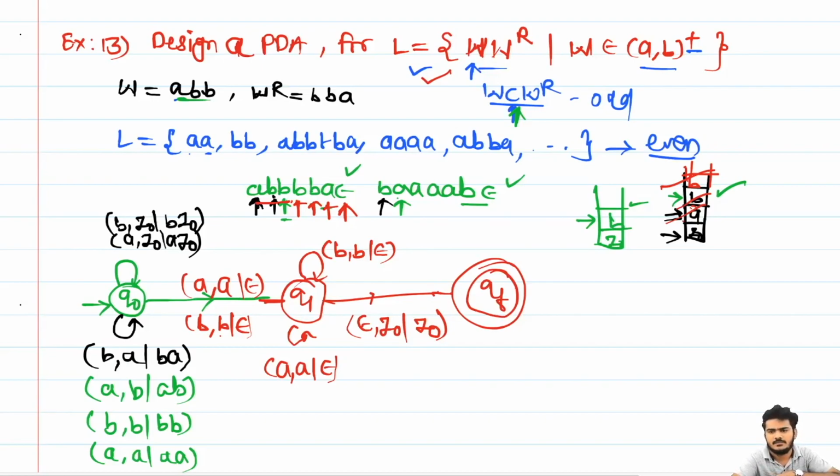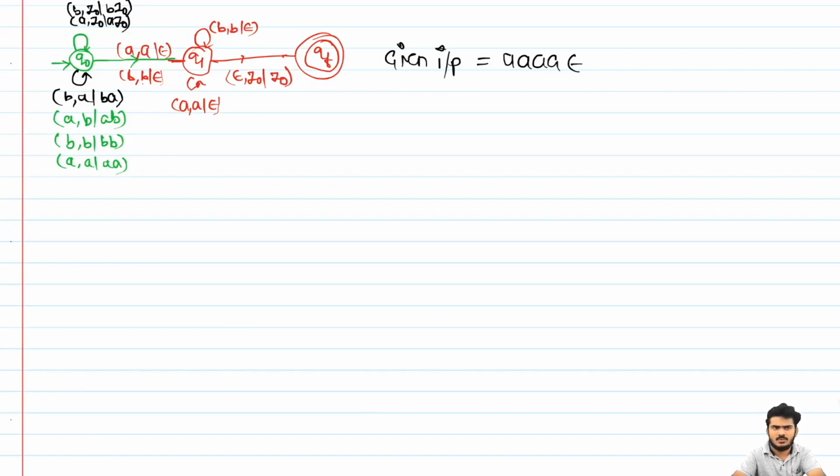So let's assume the string. Suppose we take the string of four A's, and we check whether it is accepted by this non-deterministic PDA or not. Initially we start from the Q0 state, and we write the input here, which is not yet processed, and the top of the stack is Z0.